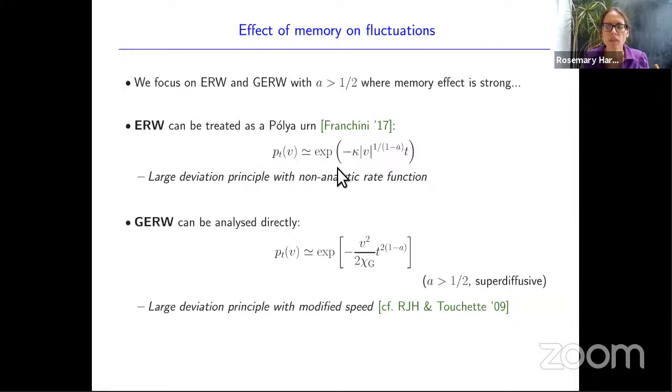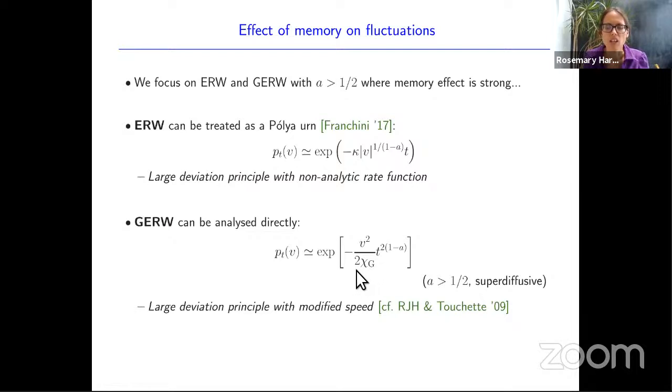And for those who are familiar with these things, this is, of course, just a large deviation principle with speed t, but with some slightly weird rate function that's non-analytic for general values of A. So the memory here has introduced a non-analyticity into the rate function. The Gaussian elephant random walk is much easier to analyze because it's Gaussian. You basically end up just summing Gaussian displacements, and you can find, again, the asymptotic distribution of the velocity. But this looks rather different.